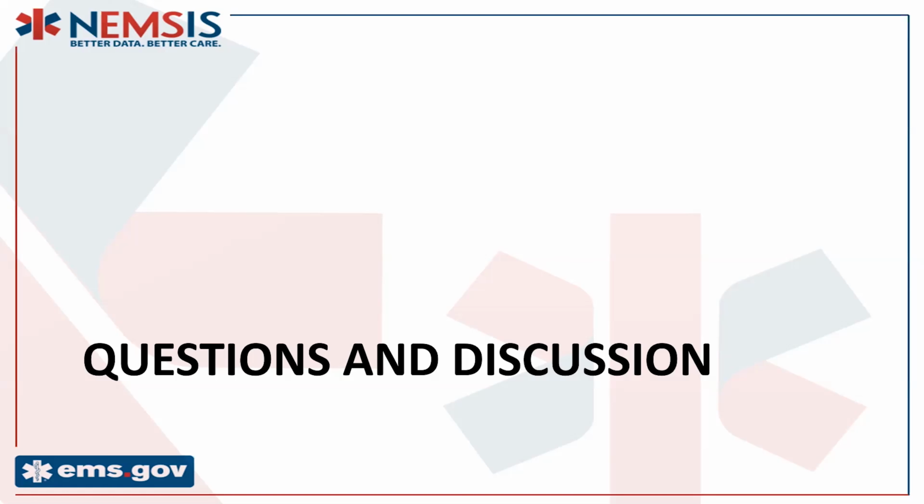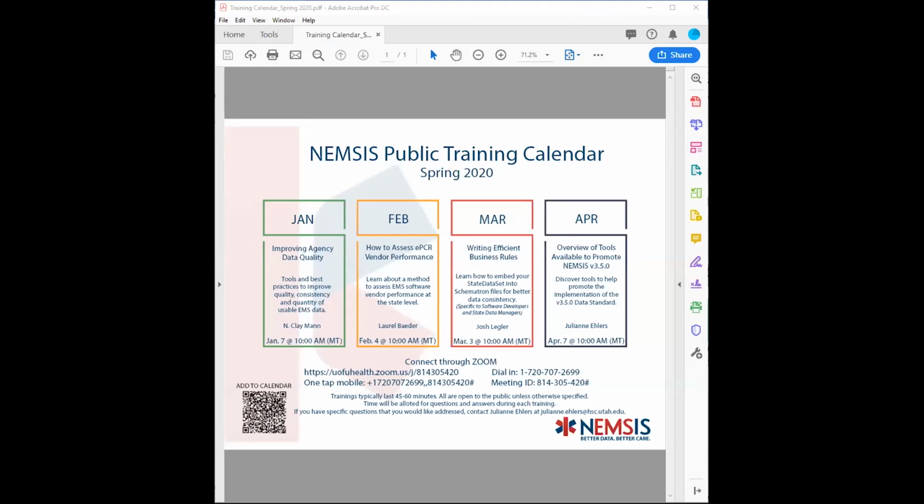Let me put up the calendar for next month's training. So April, let's pull this over. April 7th will be an overview of tools available to promote NEMSIS 3.5.0. That will be same time, same place. Please feel free to share the training calendar or forward these opportunities to anybody in your organizations that may benefit from that.